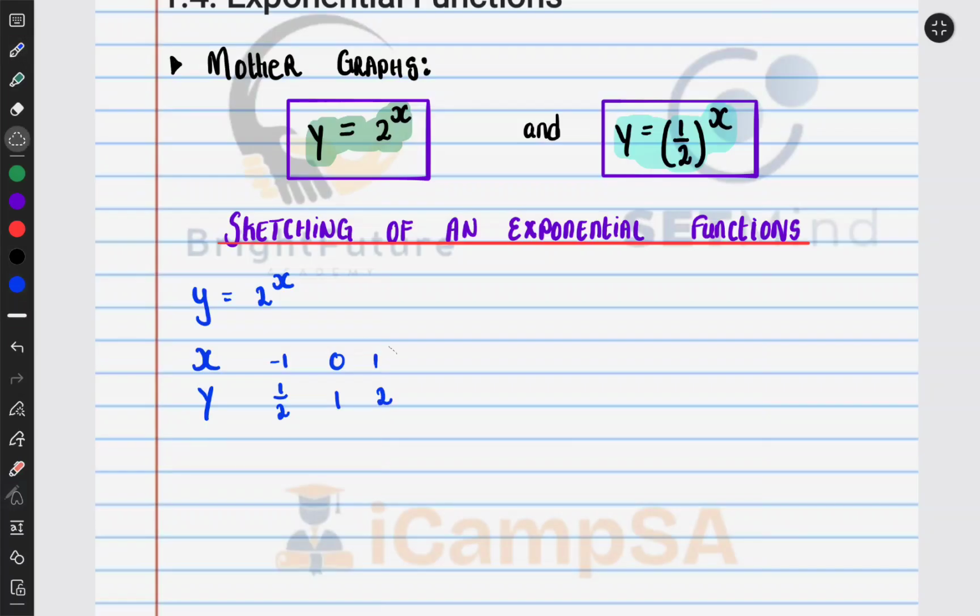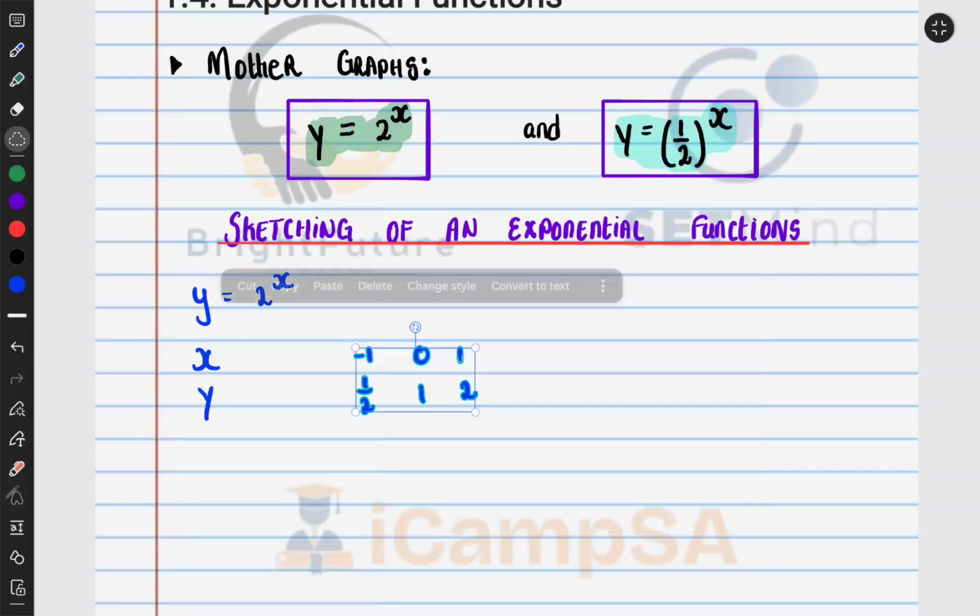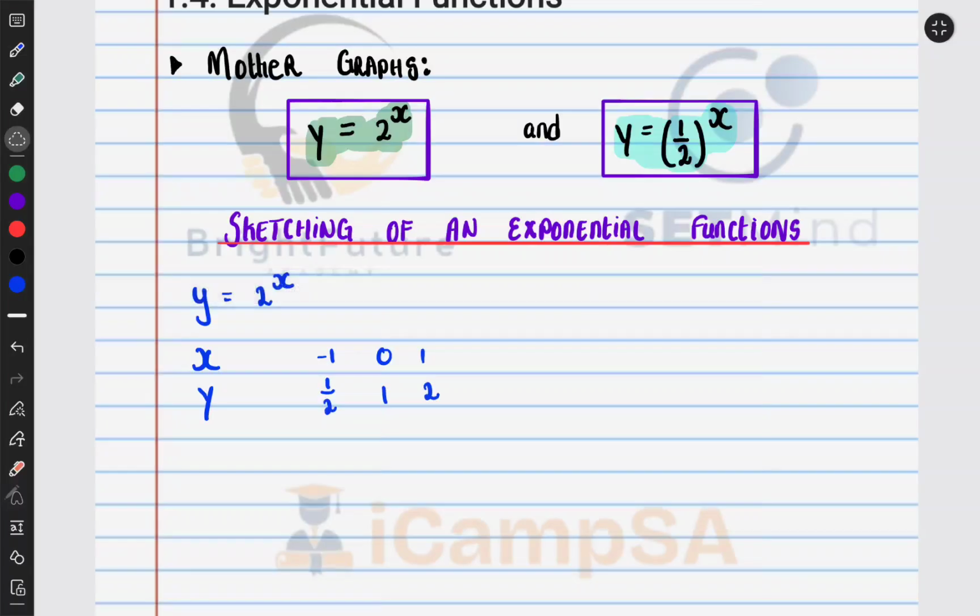In fact, we can increase the scale of this just a little bit. Let's add the numbers -2 and 2. So 2 to the power of -2 should be 1 over 4, and 2 to the exponent 2 will be 4.